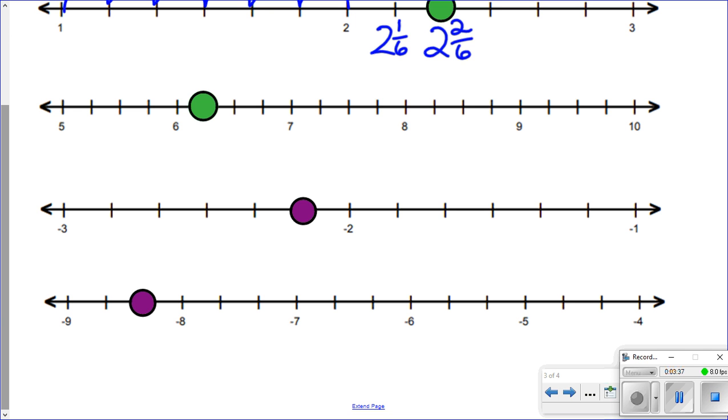Next, I can count between 6 and 7 to find out what this is split up into. 1, 2, 3, 4. This is split up into fourths. So the first place after the 6 would be 6 and 1/4. That is where the dot is located.